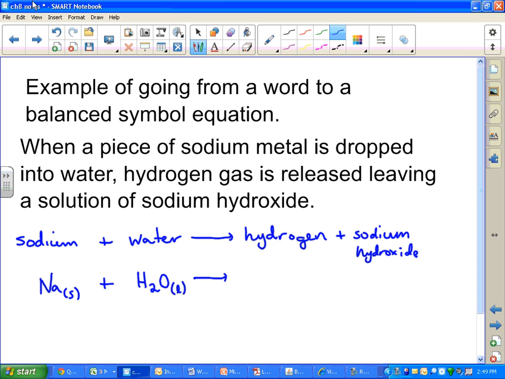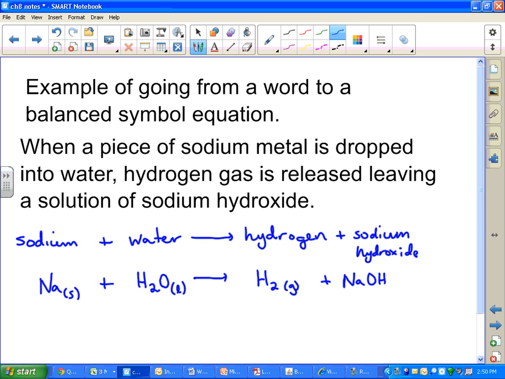What is the formula for hydrogen gas? Hydrogen, the element symbol is H, but hydrogen gas is molecular. It's a diatomic element. It's H2. So the correct formula for hydrogen gas as a reactant or product of a chemical reaction is H2. And that's a gas. And then I'm left with sodium hydroxide solution. And here I have to recall how to write chemical formulas. I know that that's ionic, that sodium is a +1 cation, the sodium ion, and the hydroxide is a -1 anion. It's OH minus, so it's just NaOH.